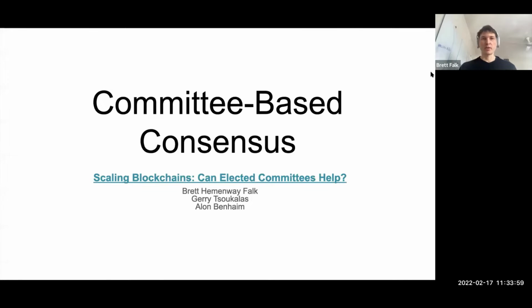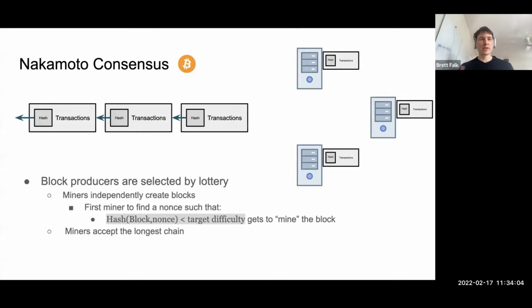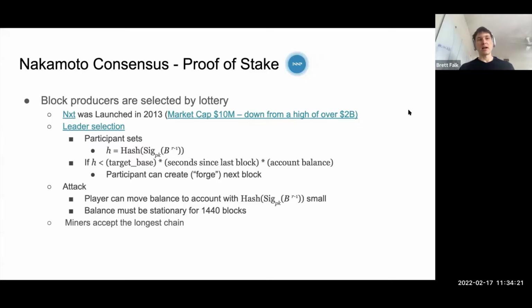Yep, this is joint work with Jerry Tsoukalis and Alon Benheim, and we're going to look at committee-based consensus. We saw in the last talk this notion of Nakamoto consensus, where block producers are chosen by a lottery mechanism based on, in Bitcoin, the amount of hash power they have, or in a proof of stake setting, the amount of stake they have. Blockchains like NXT use this exact mechanism of Nakamoto consensus, where you select a single block producer by a stake-weighted lottery instead of a proof of work based lottery.